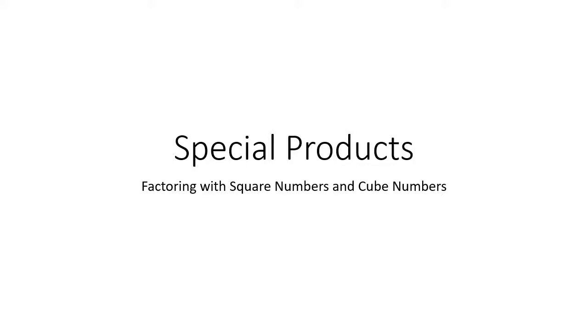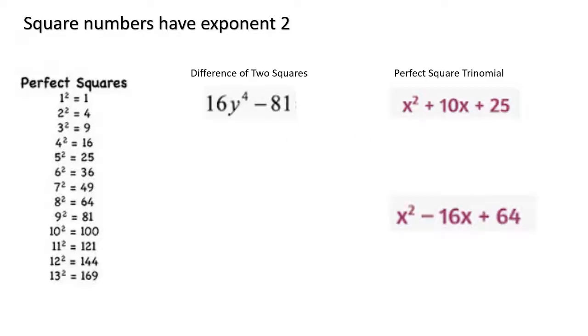Today we're going to be talking about special products with factoring, square numbers, and cube numbers. A square number has an exponent of 2. Over to the left of the screen you'll see some perfect squares. Basically you will either have a binomial or trinomial that has perfect squares. With a binomial you may see the difference of two squares.